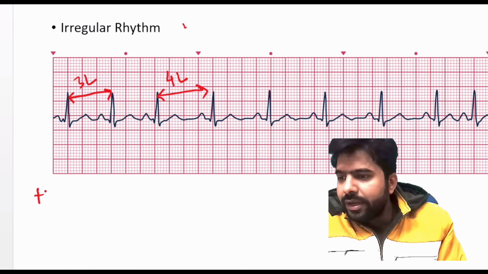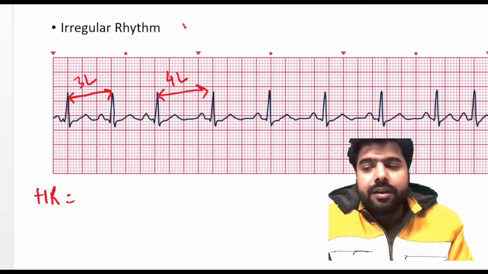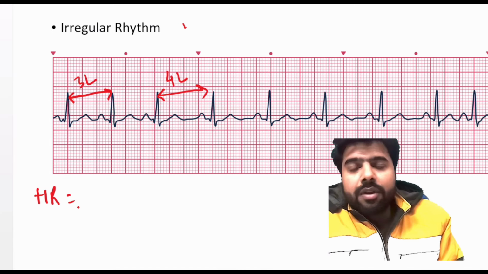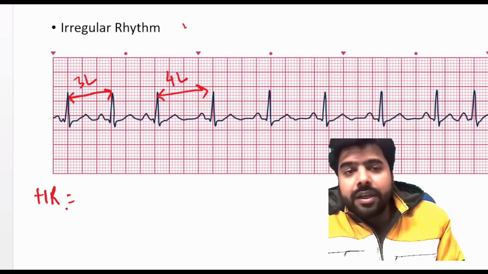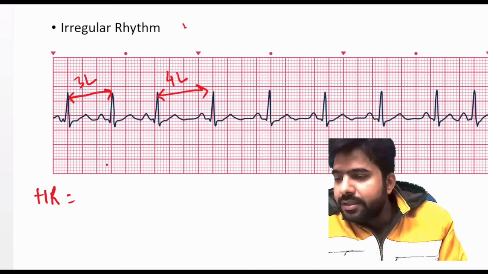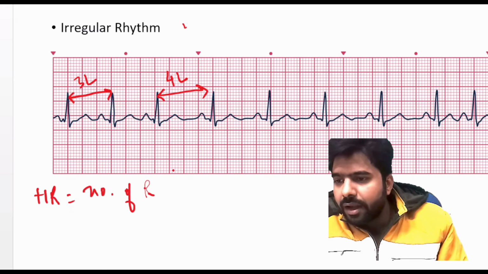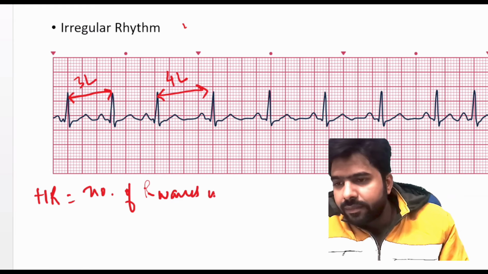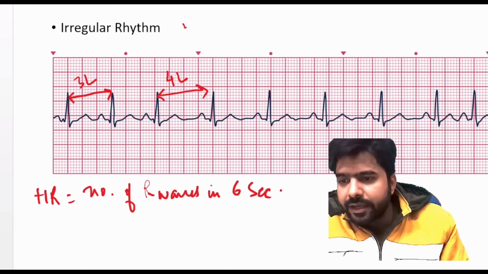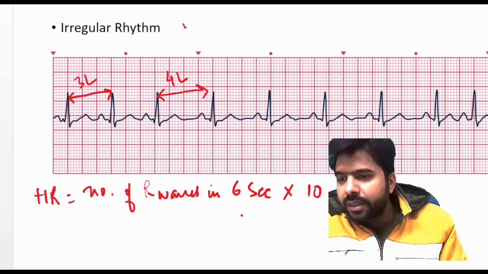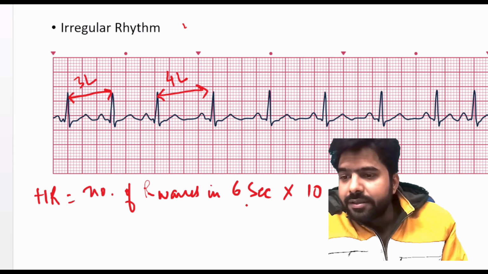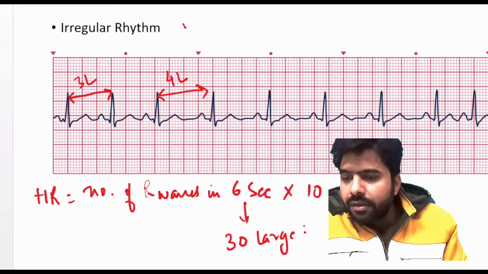Now, how do we calculate the heart rate in an irregular rhythm? For calculating the heart rate in an irregular rhythm, we have to calculate the number of R waves in 6 seconds, multiplied by 10. Now, 6 seconds means 30 large boxes.